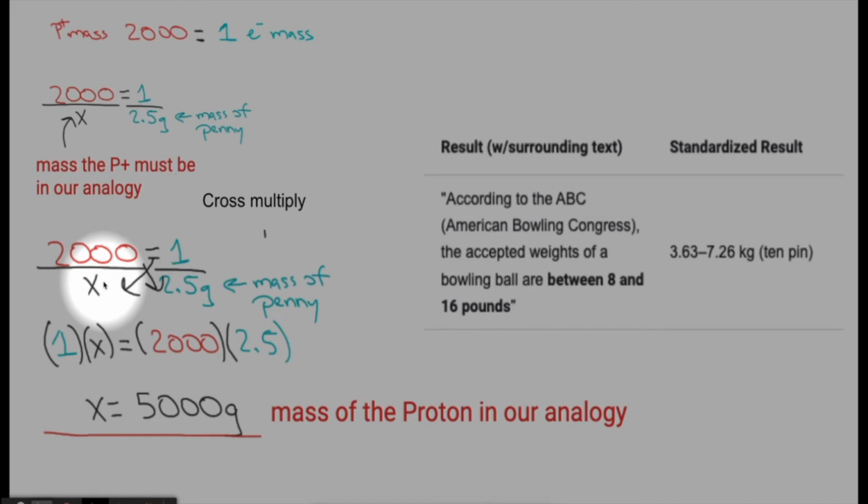So 1 times x is 1x, right? 2,000 times 2.5. To make this even simpler for you, whatever you use in your analogy has to be, so the mass of my penny was 2.5. I just need to multiply that 2.5 grams. So my analogy must be 5,000 grams. Y'all with me on that? I just multiplied 2,000 times 2.5 grams. That gave me 5,000 grams, all right?